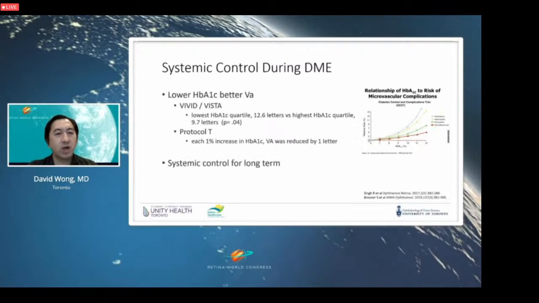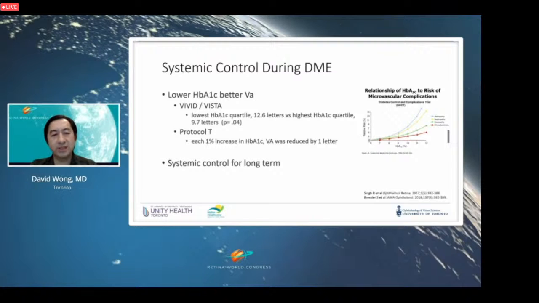So the first thing I want to talk about is that we are physicians and really got to go back to the basics: we should be talking about systemic control in diabetic macular edema. There is some evidence now that lower hemoglobin A1Cs have better visual outcomes, which is not unexpected. In the VIVID and VISTA data, the lowest hemoglobin A1C quartile had a higher visual gain of 12.6 letters versus the highest quartile of hemoglobin A1C with the lower visual gain.